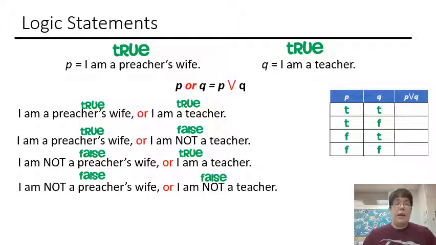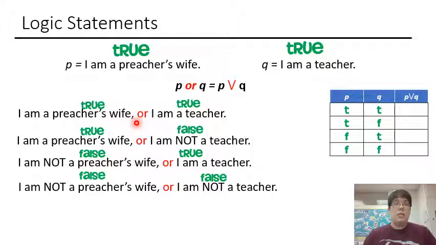So here I have the same statements except that I changed the word "and" to "or." And notice that it has a different symbol. It has a V symbol there, so it's the upside down of the other one. Now when you say "or," it changes the entire meaning.